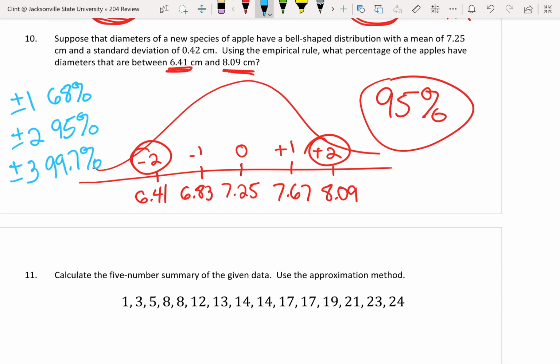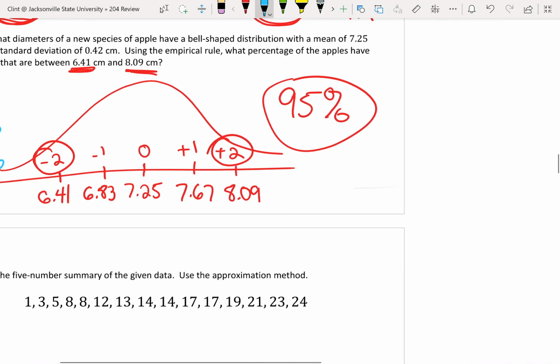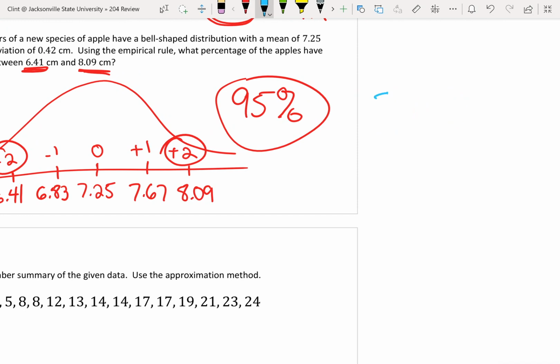And if you want to do this in the way Hawks does it with the Z-score formula, if you did the instruct or the tutor on Hawks, that's fine too. So what I'm saying is on Hawks, it would show you to do 8.09 minus the mean divided by the standard deviation, and there you would get 2. And then you would do 6.41 minus 7.25 divided by 0.42, and you would get -2. That's fine if you want to do it that way.